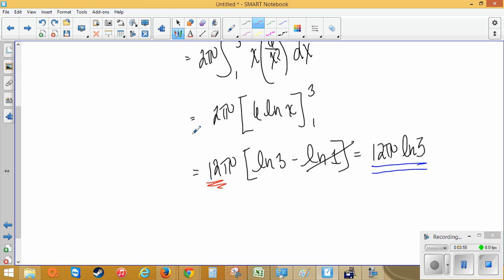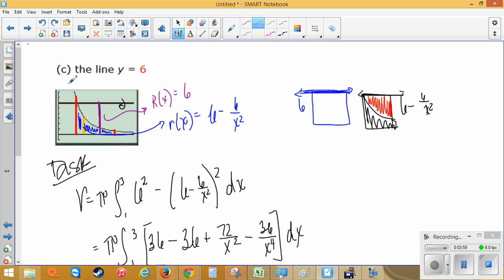Not so bad. Then I got to the last part. And for the last part, when I first looked at it, I saw it as a shell method.